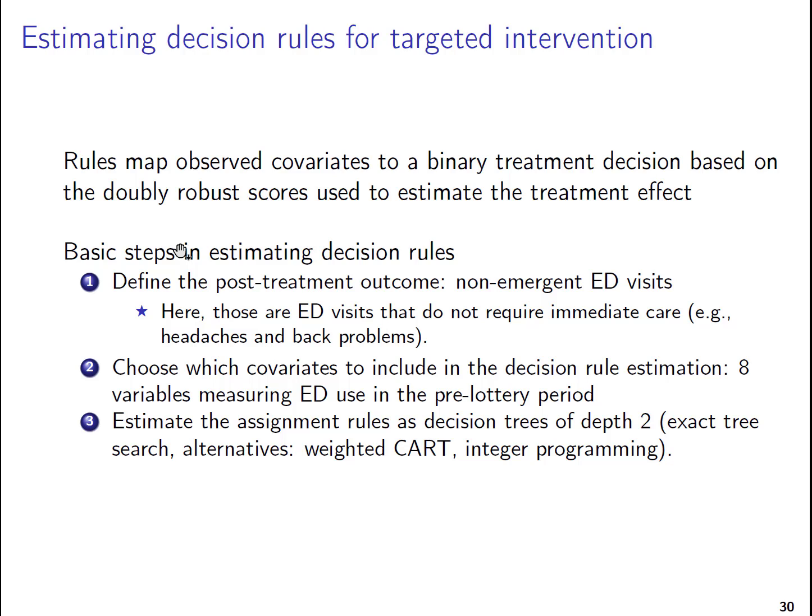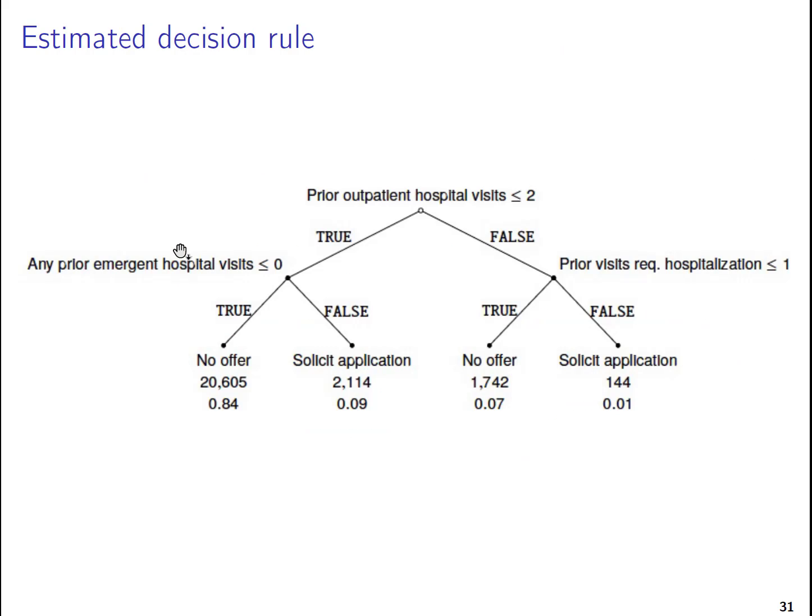We focus on minimizing non-emergency use. We don't use all the variables there because not all of them may be at the disposal of the policymaker, so we use only 8 measures of the previous utilization, and this is the tree we come up with in terms of the rule. So this is an assignment rule.